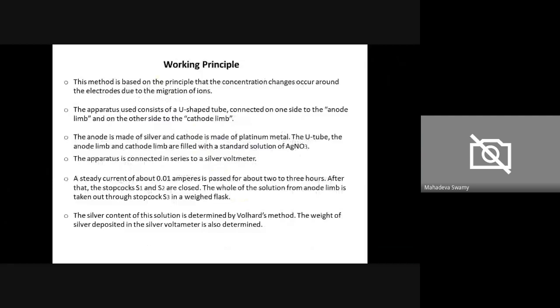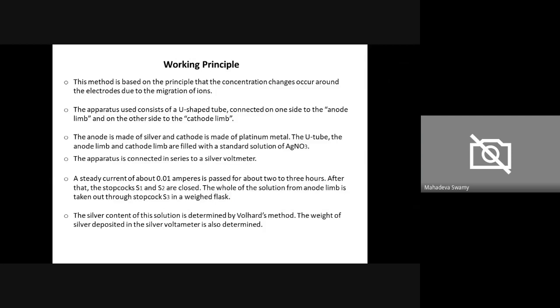This method is based on the principle that concentration changes occur around the electrodes due to the migration of ions. The apparatus used consists of a U-shaped tube connected on one side to the anode limb and on the other side to the cathode limb. The anode is made of silver and the cathode is made of platinum metal. The anode limb and cathode limb are filled with standard solution of AgNO3. The apparatus is connected in series to a silver voltmeter. Next, a steady current of about 0.01 ampere is passed for about 2 to 3 hours.